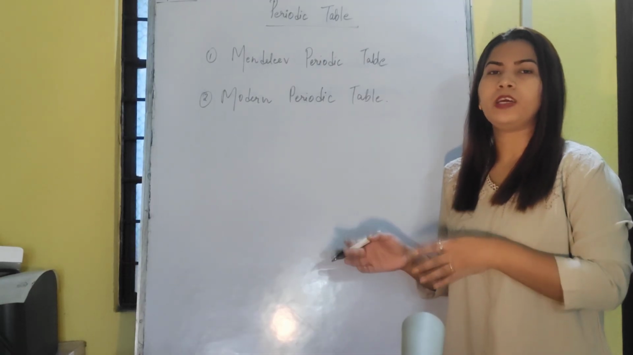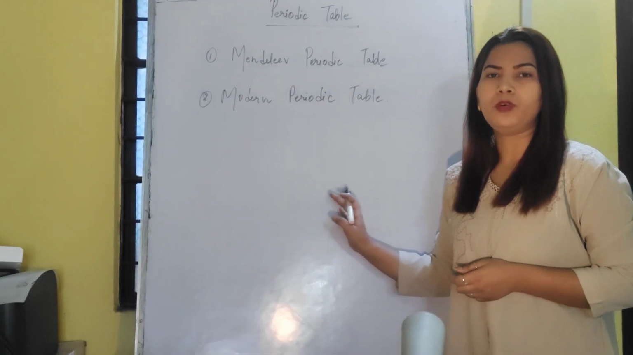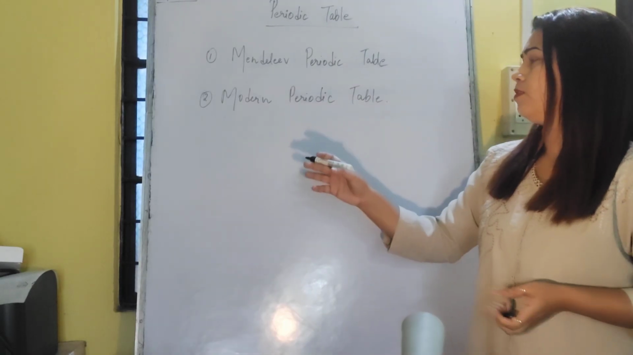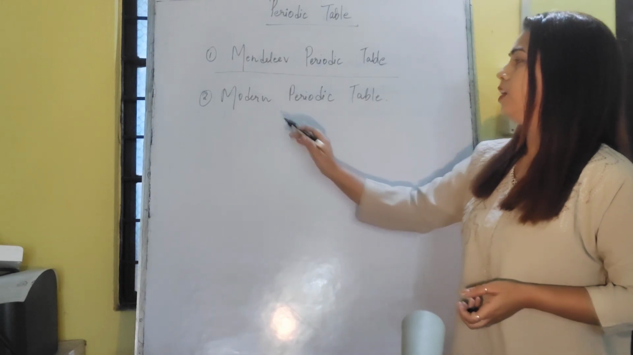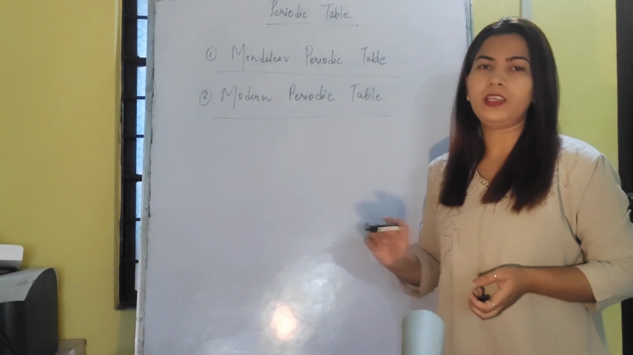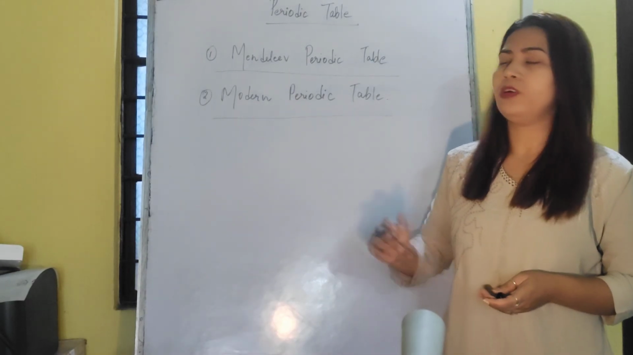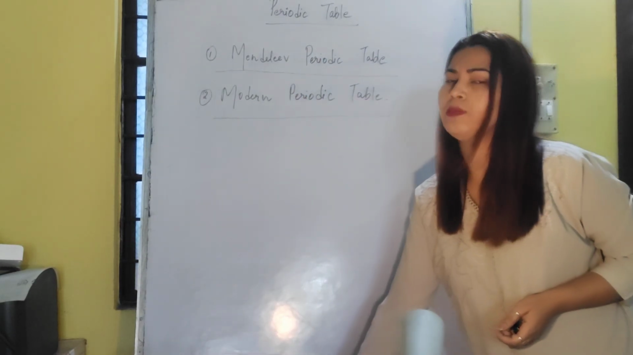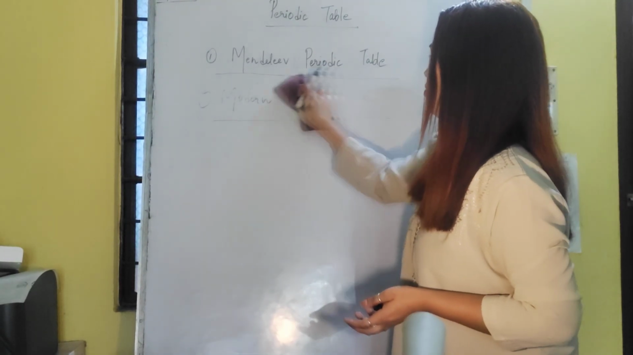In simple terms, in the periodic table there is a systematic arrangement of elements according to their properties, in the form of a chart or in the form of a table. So the first periodic table was given by D. Mendeleev and the second periodic table was given by Henry Moseley, which is known as modern periodic table. So first we'll study about Mendeleev periodic table. Let me give a short view on it.